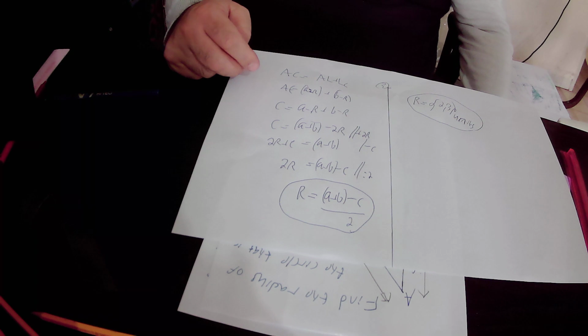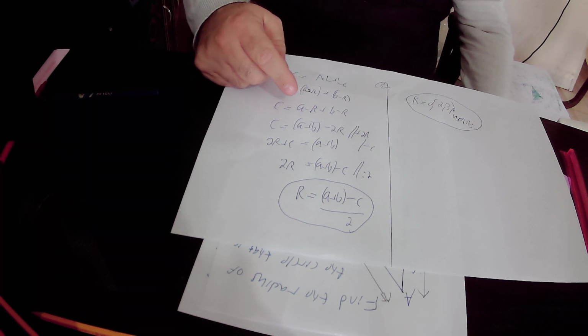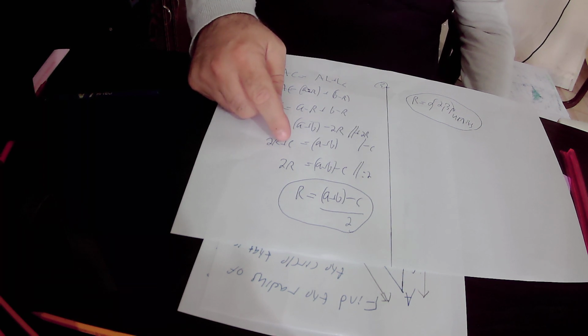So C equals A plus B, minus R plus minus R is minus 2R. So in conclusion, we found out that C equals A plus B minus 2R. We added 2R to this equation and found out that 2R plus C equals A plus B. We subtracted C from this equation and found out that 2R equals A plus B minus C.